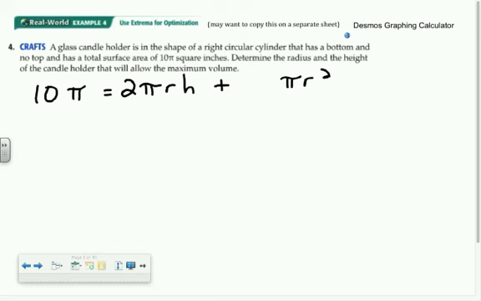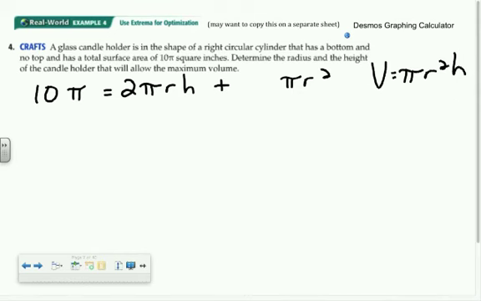And the problem is asking me to maximize the volume. Well, volume of a cylinder is pi r squared h. So I would hope that you'd realize I've got way too many variables going on here. So what we need to do is express one value in terms of another. All right, so what I'm going to do is get the h by itself in the surface area formula, and I'll get an expression for h.